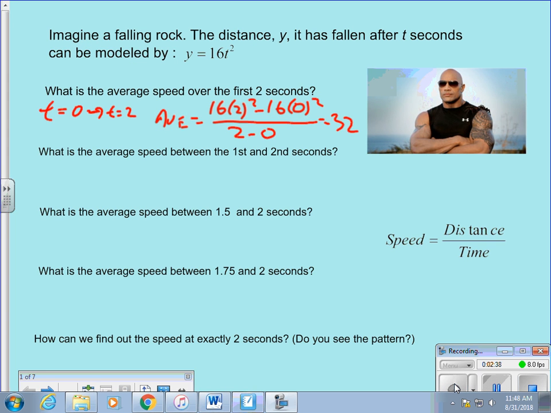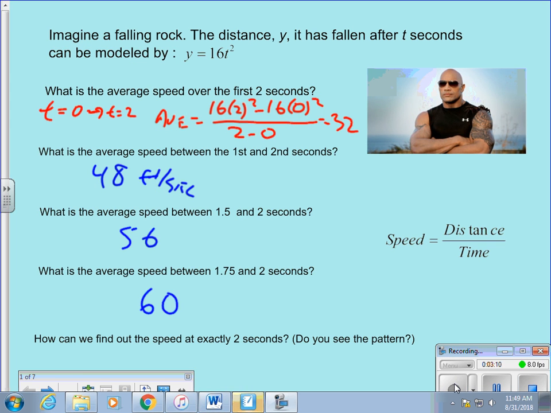Okay. So average speed between the first and second seconds. What do we get? 48. And this is what? Feet per second, right? Yeah, I think it's feet per second. What is the average speed between 1.5 and 2? 56, thank you. 56. And the average speed between 1 3/4 and 2? 60.